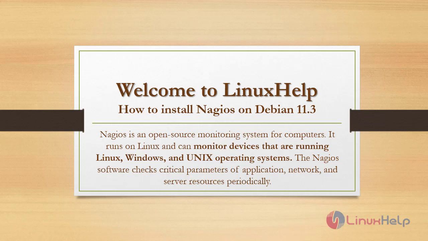Welcome to Linux Help. Today we are going to see how to install Nagios on Debian 11.3. Nagios is an open source monitoring system for computers. It runs on Linux and can monitor devices that are running Linux, Windows and Unix operating systems. The Nagios software checks critical parameters of application, network and server resources periodically.